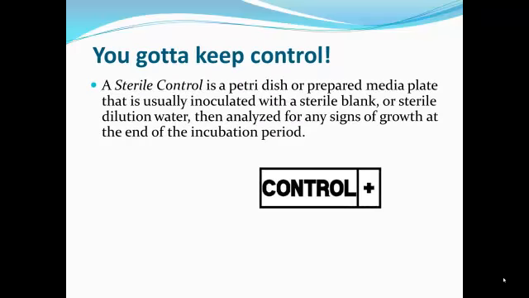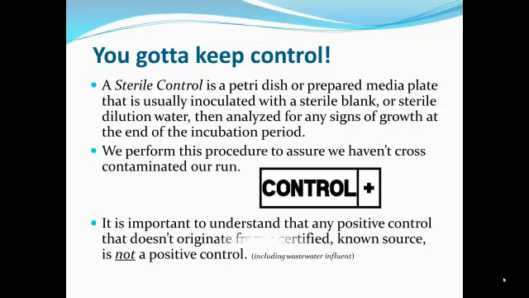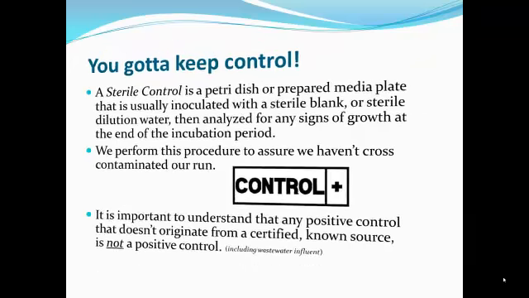A sterile control is a petri dish or prepared media plate that is usually inoculated with a sterile blank or sterile dilution water, then analyzed for any signs of growth at the end of the incubation period. Some folks call a sterile control a negative control. We perform this procedure to assure we haven't cross-contaminated our run.